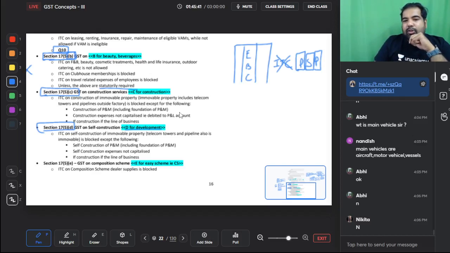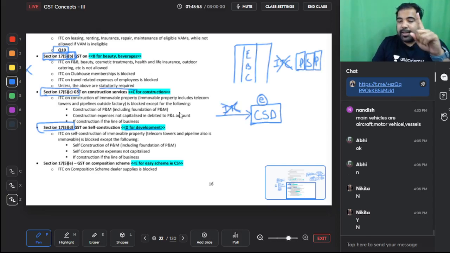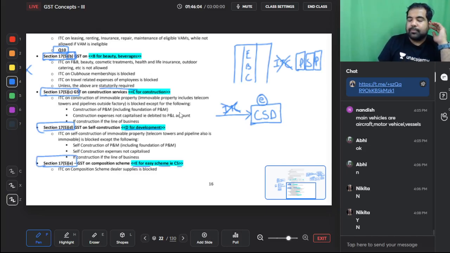Next guys is a composition scheme dealer. You know, composition scheme dealers have a very easy life. They need to wake up only 4 times. They need only 1.5%. So these are very easy people. And when these people buy something, will they get credit ITC? No. Simple logic is because the government gets only 1.5%, they will not get credit. So that is 17.5e. E is for easy composition scheme.